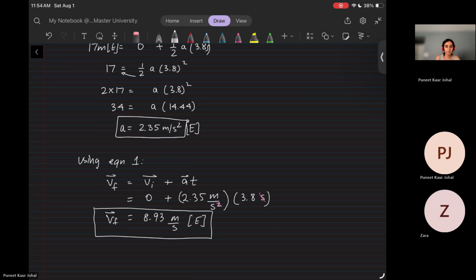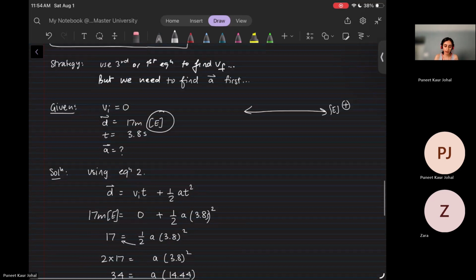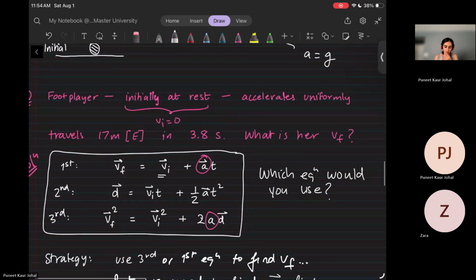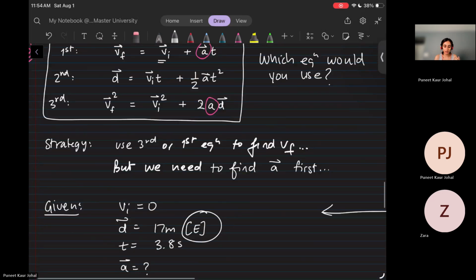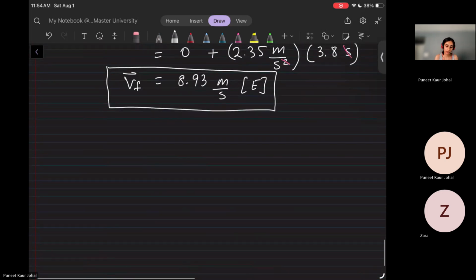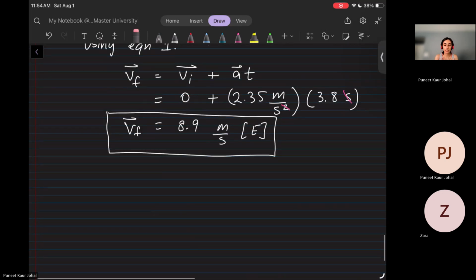Are we good? Mm-hmm. Awesome. Once you have your answer, go back to the question and look for the sig figs. So this has 2, this has 2, which means the final answer should also have 2 sig figs. So technically, just 8.9 would be right, just so that we're complying with the rules of sig figs.